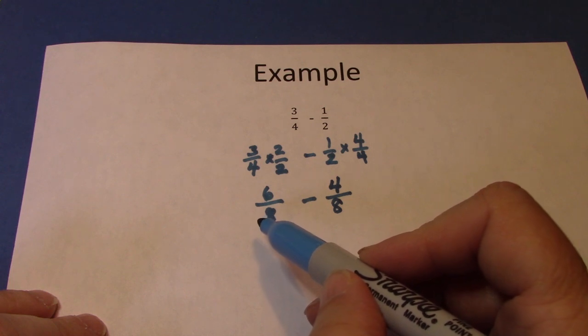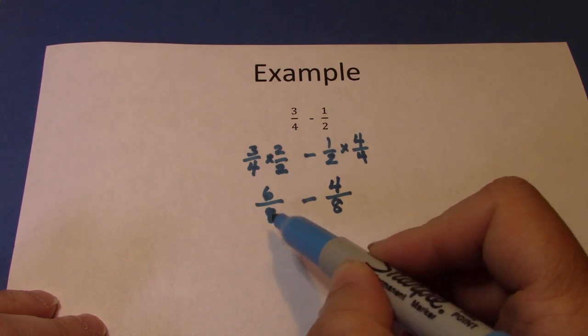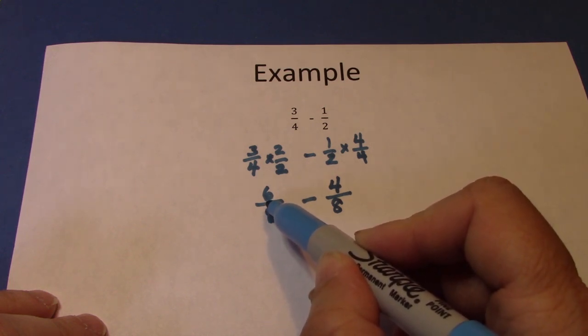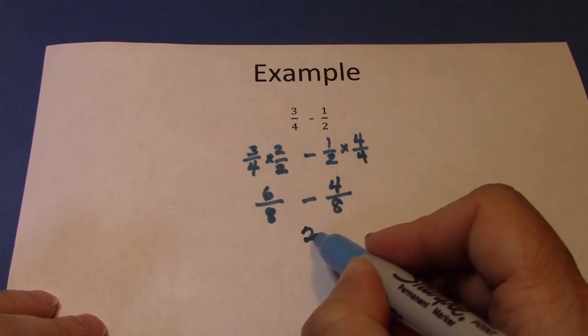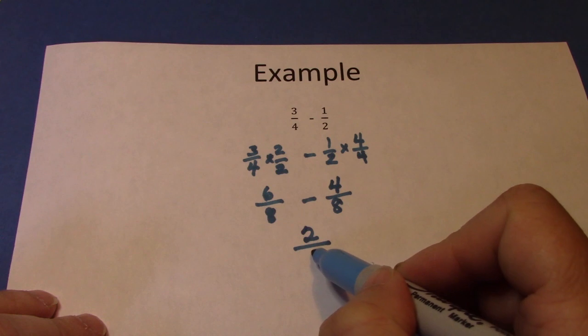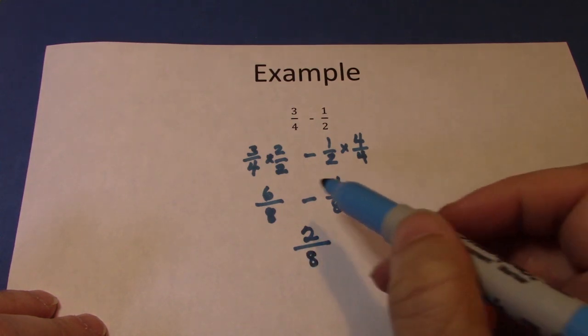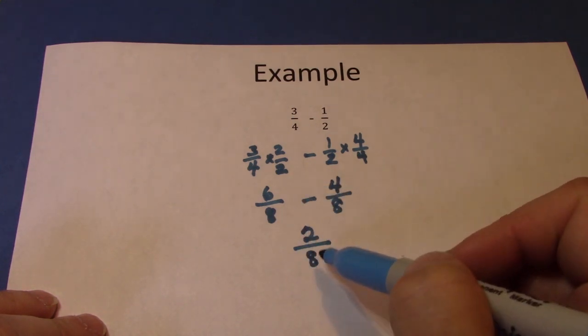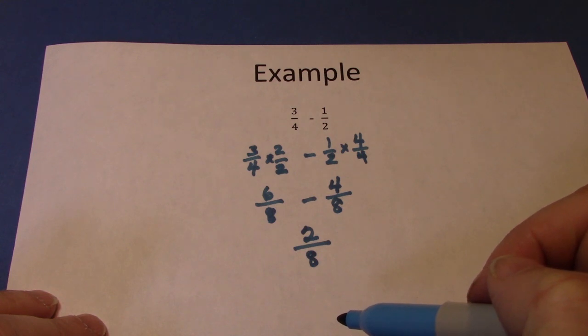Okay? Now we're just going to do the subtraction. You subtract the numerators. 6 minus 4 is 2. And 8's stay the same. You keep the denominators the same. 6 things take away 4 things is 2 things. The things this time are eighths.